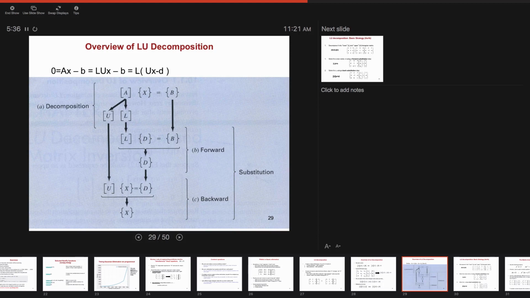Now, if a new problem comes in with a new B, I don't repeat my LU decomposition. All I repeat is these two steps, forward and backward substitution. And that is cheaper because, if you remember, these are O of n squared. So two of them, O of n squared, is way cheaper than O of n cubed when n is large.